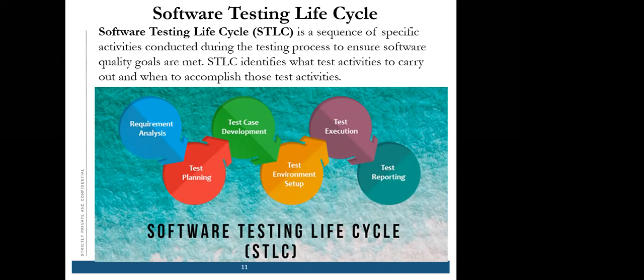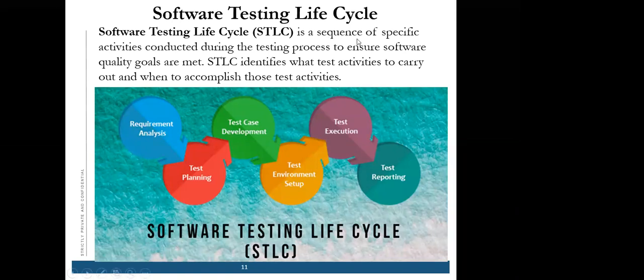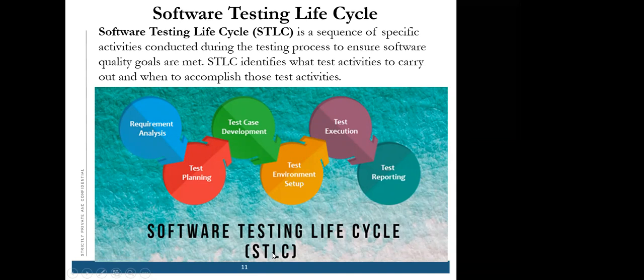Thank you so much. So now we move to the software testing life cycle. The software testing life cycle is a sequence of specific activities, or you can say it's a testing process which is executed in a systematic and planned manner. In the software testing life cycle process, there are different activities that are carried out to improve the quality of the product. These are the various stages of our software testing life cycle, which is also called STLC.